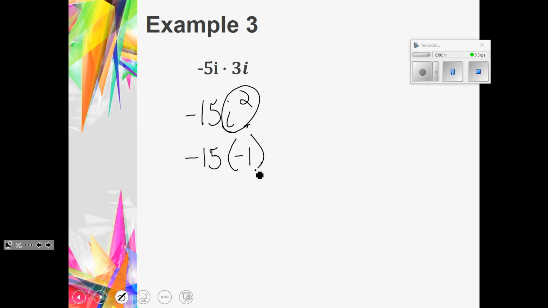So then you can substitute a negative 1 in for the i squared, and then negative 15 times negative 1 is just positive 15. So I want you to understand, you started with imaginary terms, and you ended up with a real number. So that's why we use imaginary, so that we can continue working with our problem. Sometimes it works and sometimes it doesn't, but hopefully we can get back to a real answer.